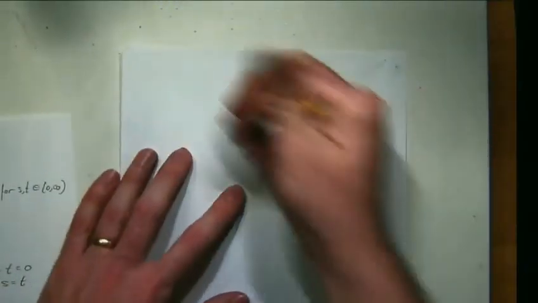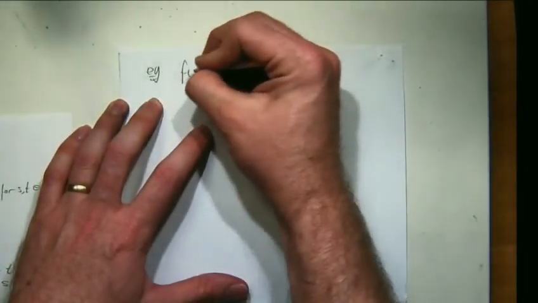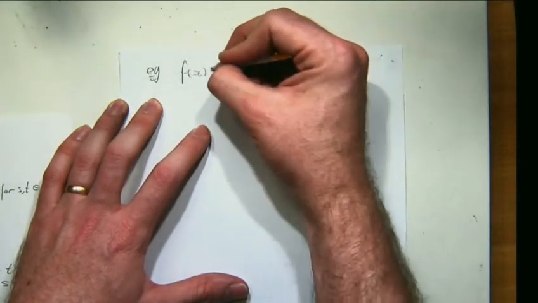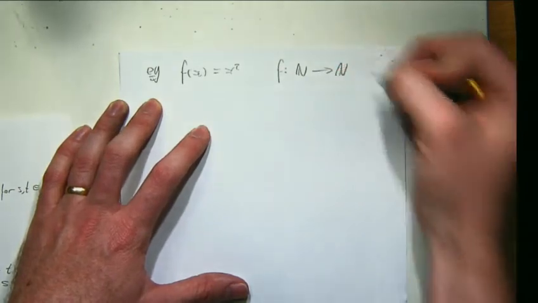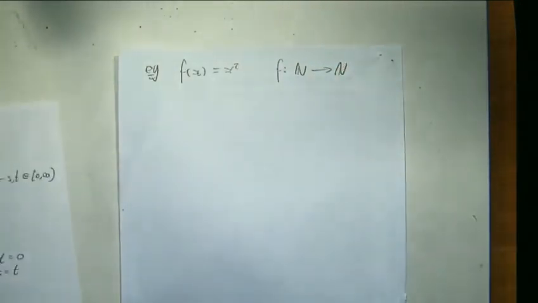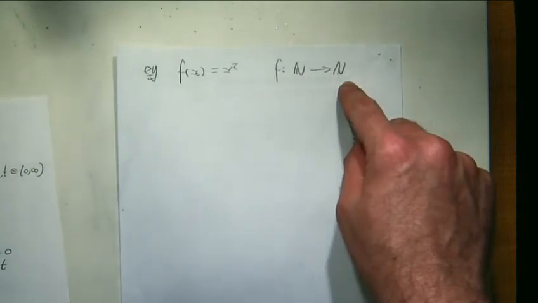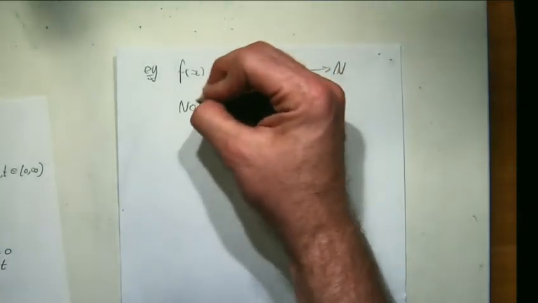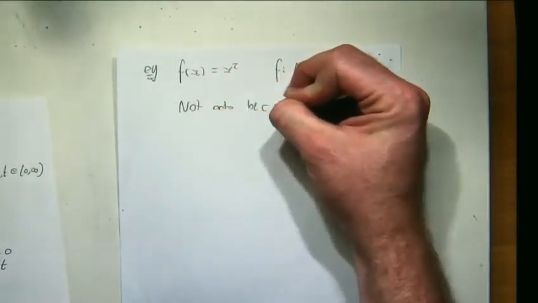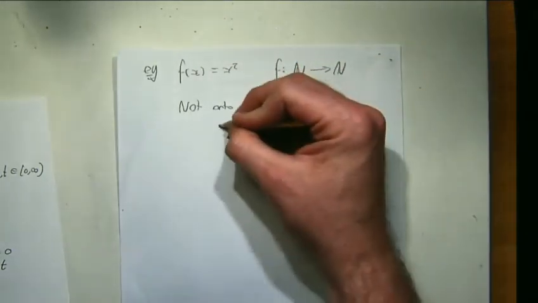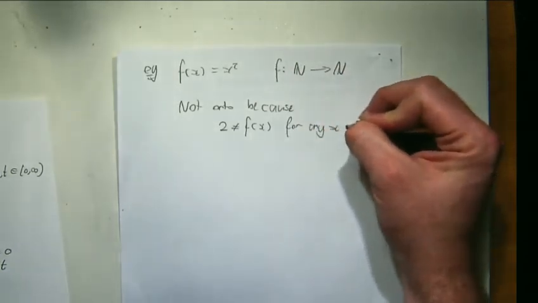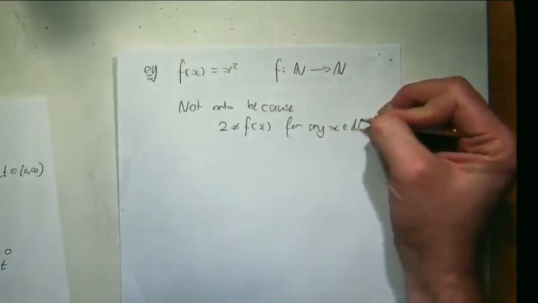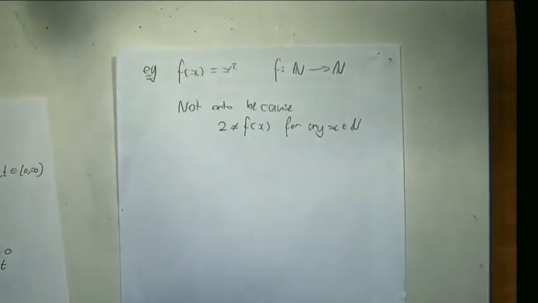For example, f of x equals x squared, with f sending n to n, like that. So that's my s and that's my t. It's not onto because 2 is not equal to f of x for any x in n, right? There is no natural number that will square to give 2, okay?